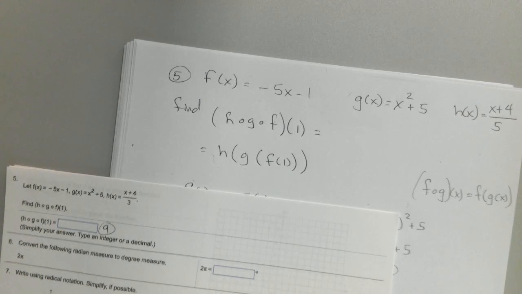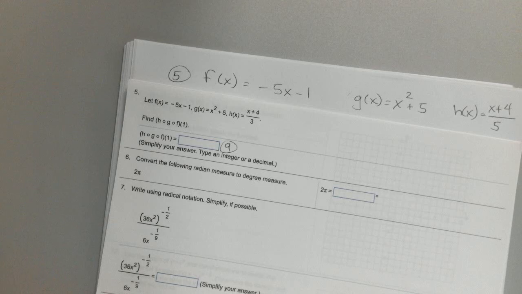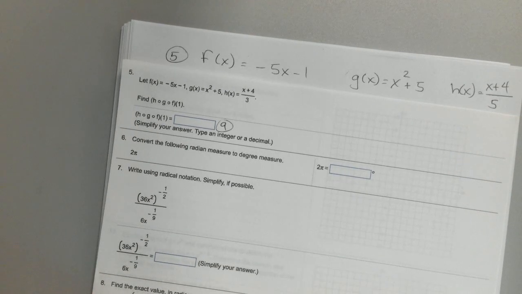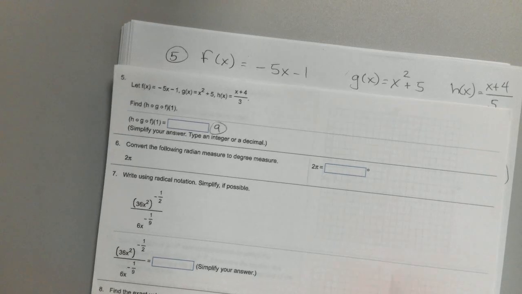Convert the following radian measures to degree measures. So what's 2 pi? 360.